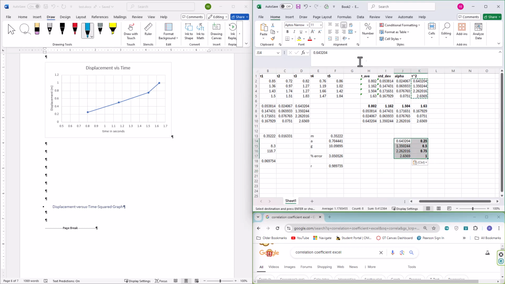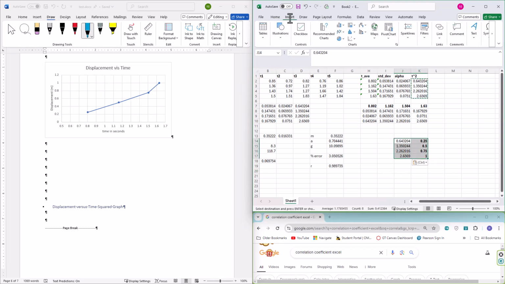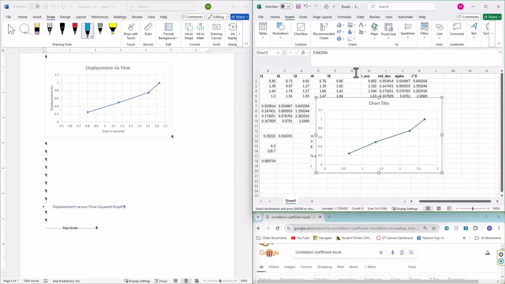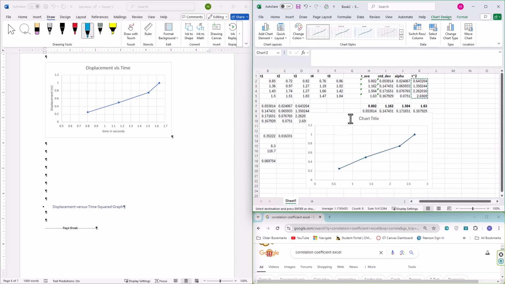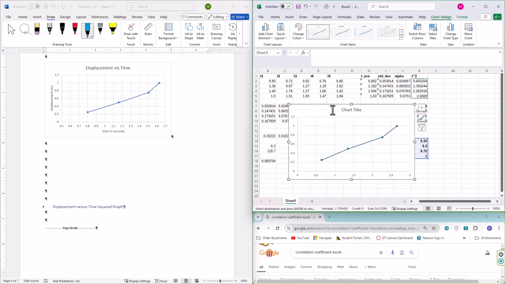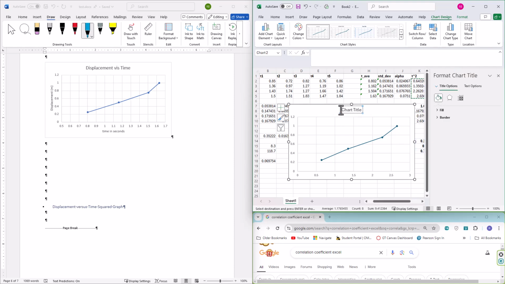I can highlight these. I can do insert this chart right here, this scatter plot, that right there, and here we go. Here's my graph. Now for this one, well, we're going to do similar stuff. First thing, we're going to change our title. This is going to be displacement versus time, and then well, we can do time squared. Just leave it like that.